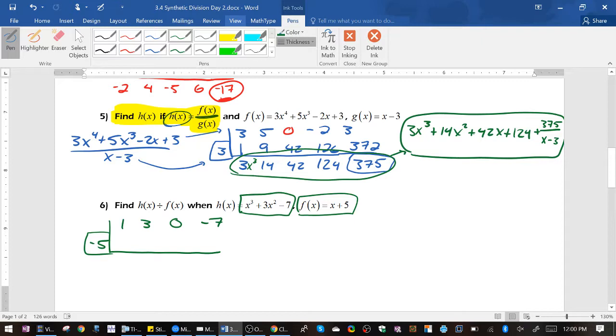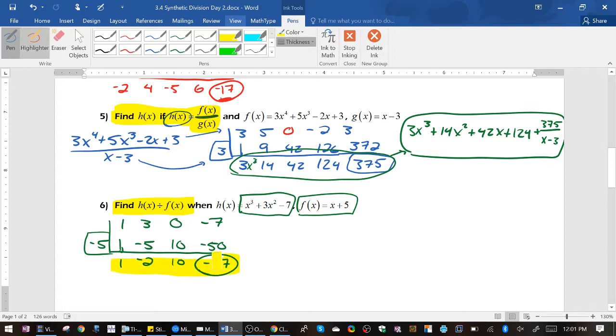And let's do the synthetic. Drop the 1, that's -5, becomes -2. Multiply, you get 10. Multiply again, you get -50. So when you add, you get -57 as your remainder. And again, they're asking us to just do the division and tell us what you get.